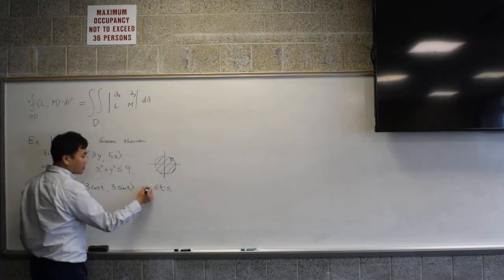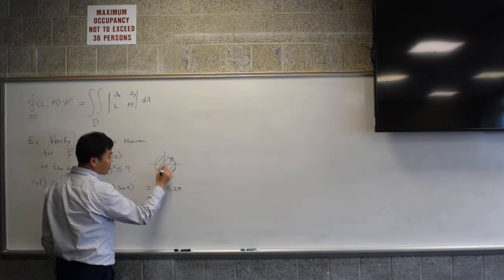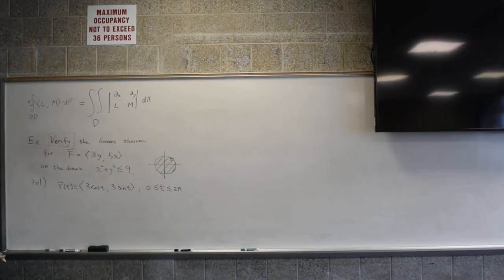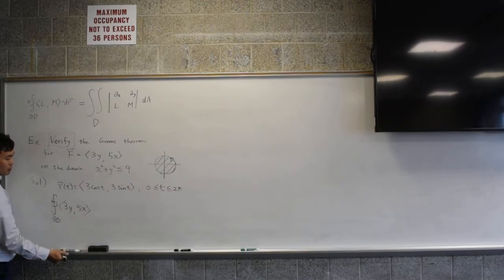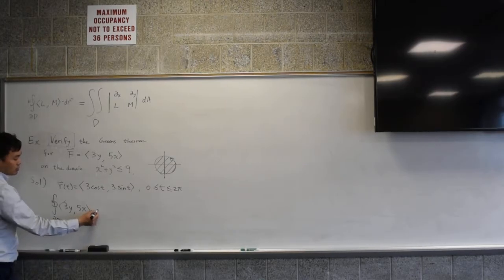0 to pi, because t acts like the angle. That's your r(t). And if you know that r(t), now you're ready to calculate. So let's calculate. You're trying to calculate around this circle with this vector 3y comma 5x. So this is your L, that's your M, dotted with dr.